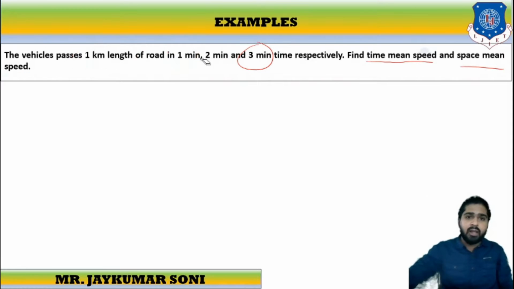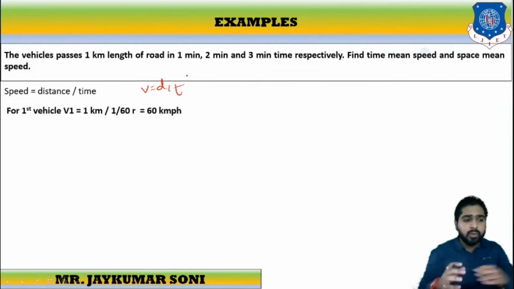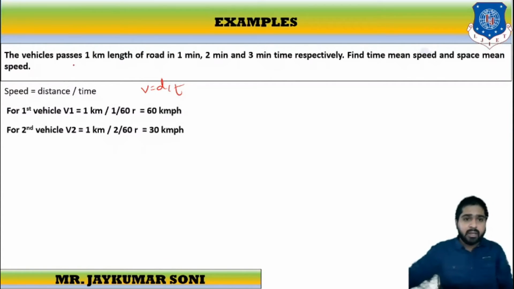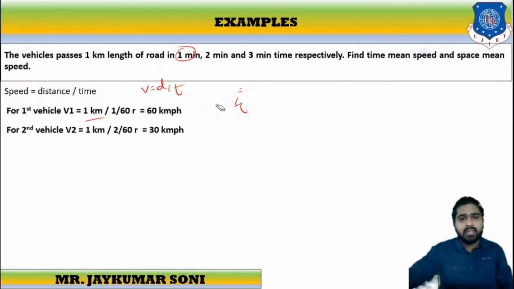Now, we are all aware of the basic equation that we learned in our school days, that speed is equal to distance by time, means v is equal to d by t. So what we have to do is just put the values given here in this equation. For the first vehicle, which takes 1 minute for 1 kilometer of road, v is equal to d by t, where d is equal to 1 kilometer and t is given in minutes, and we have to convert this into kmph, so we will divide it by 60 minutes. So it will be 1 by 1 by 60.